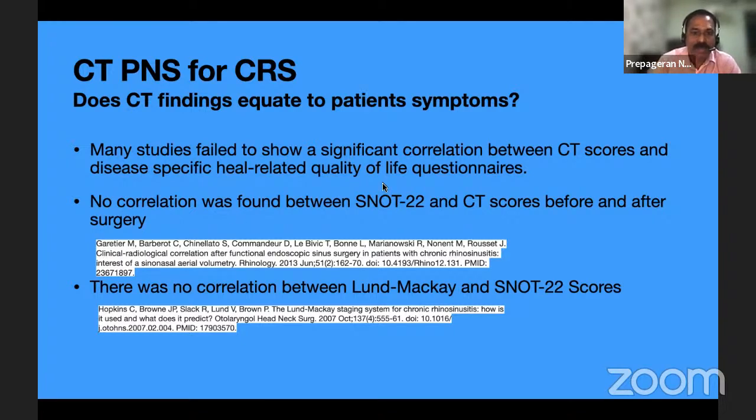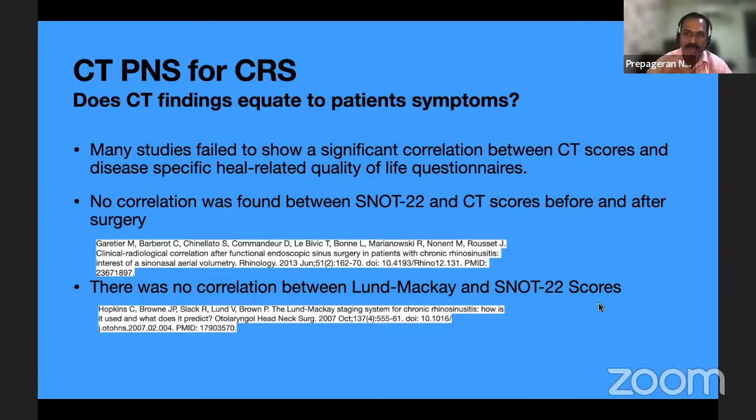Many studies have failed to show a significant correlation between CT and disease-specific health-related quality of life, and there's no correlation between SNOT-22 and CT scores before and after surgery. And again, there is no correlation between Lund-Mackay and SNOT-22 scores. So these are very interesting and give us perspective. The CT scan is just a complement.